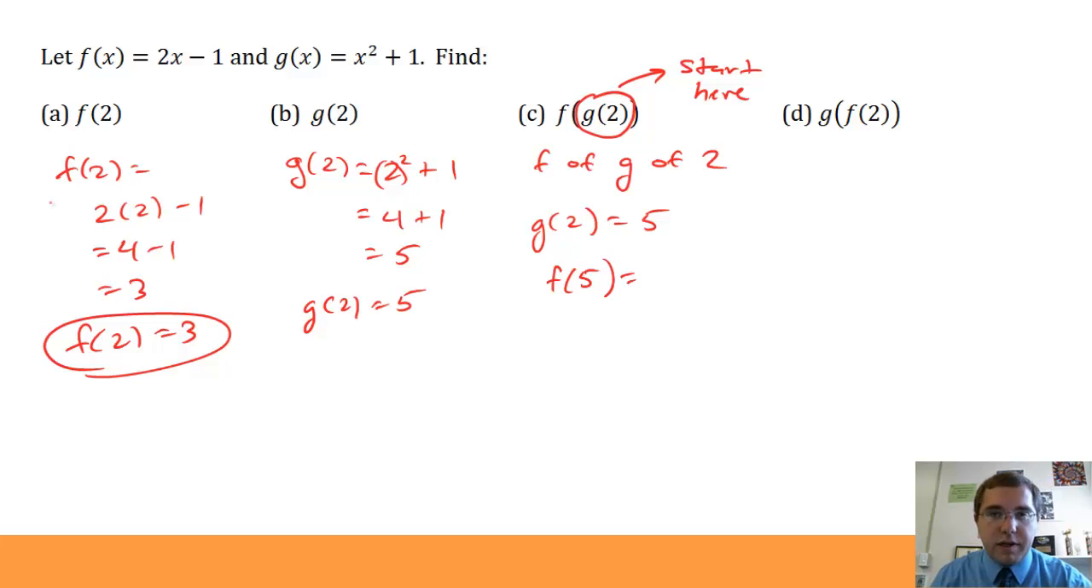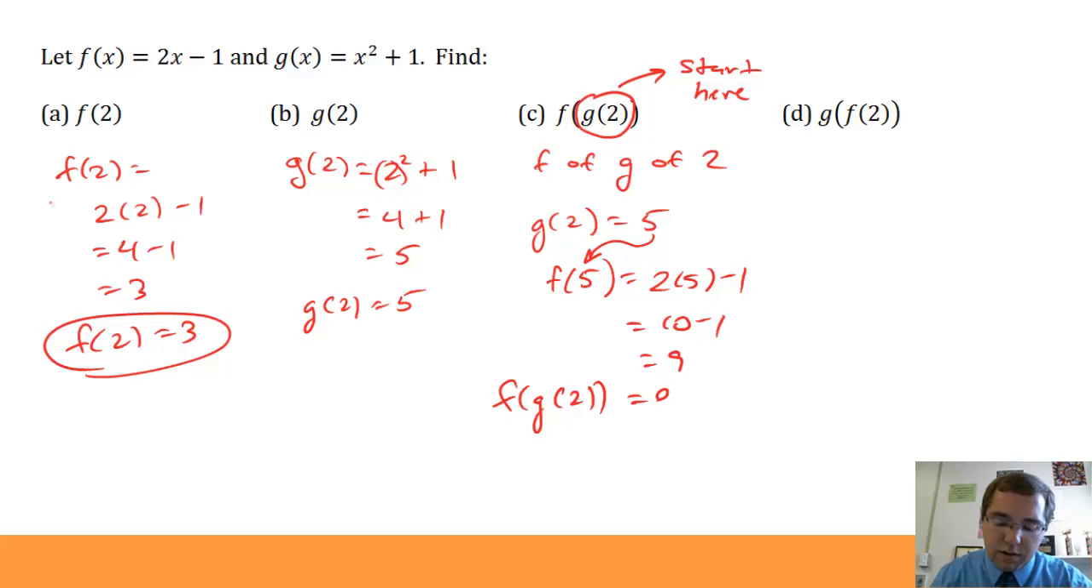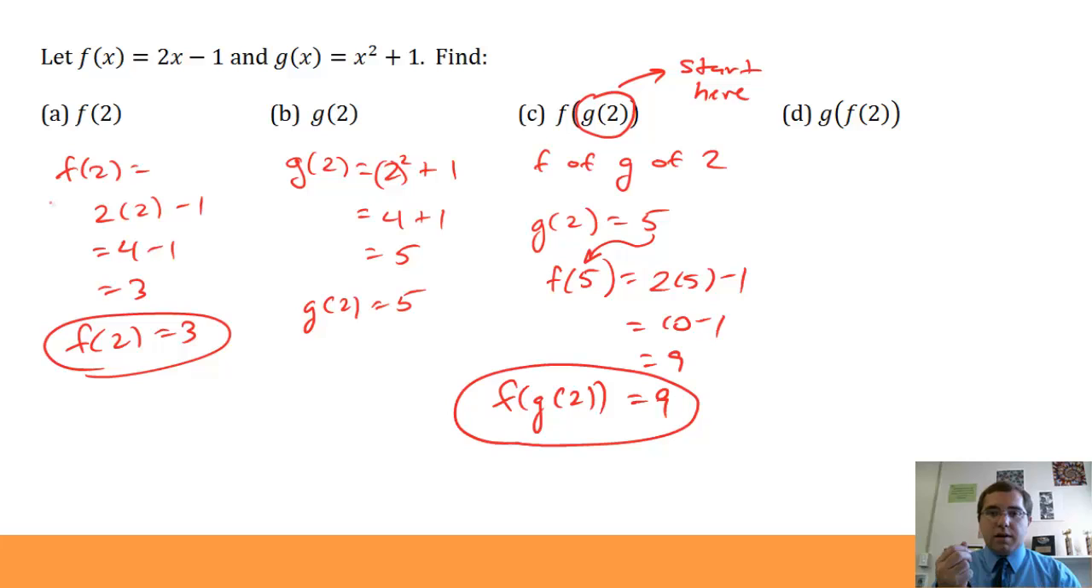That's what came out of g. That's what came out of the inside function. So that number went inside there. f of 5 is 2 times 5 minus 1, which is 10 minus 1, which is 9. So f of g of 2 equals 9. We do the inside function first, take what comes out of that, the answer for that, and plug it into the outside function.